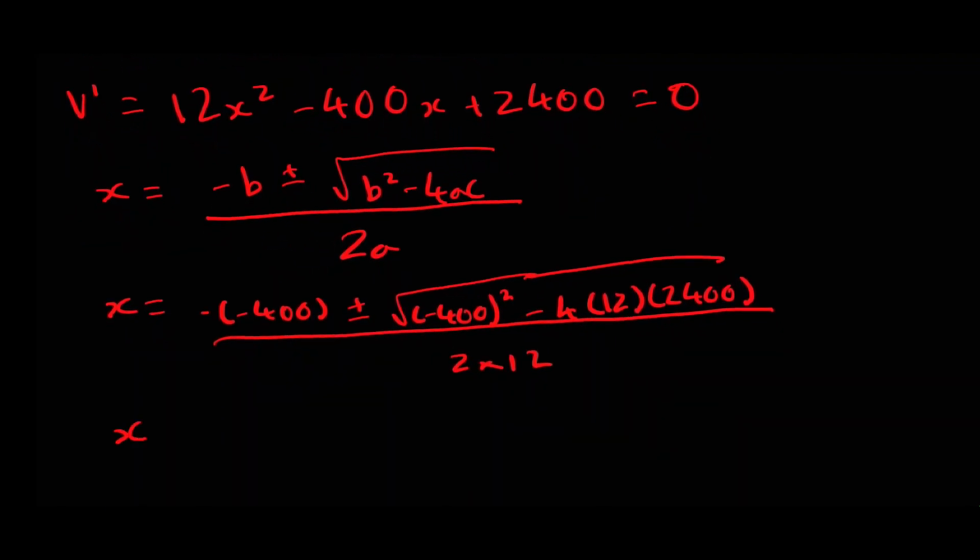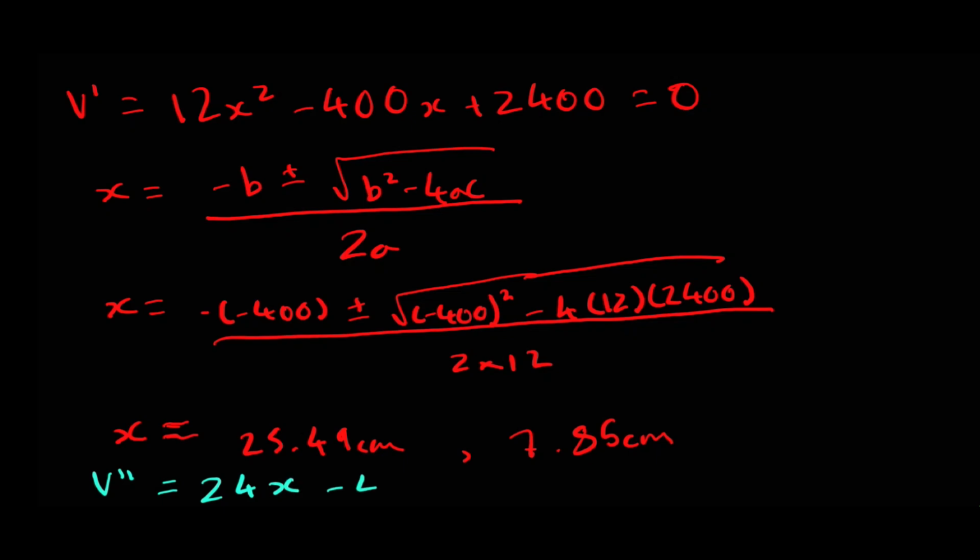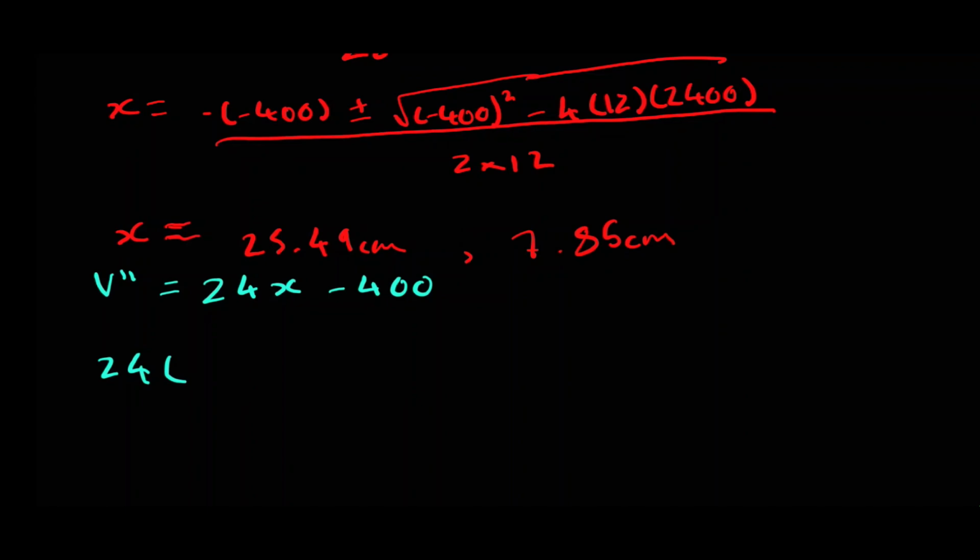And plugging that into a calculator, we get that x is approximately equal to 25.49 centimeters or 7.85 centimeters. So now we have two values, but we don't know which one's a maximum. So let's take the second derivative of volume. That's just going to be 24x minus 400. So let's plug both values of x in.